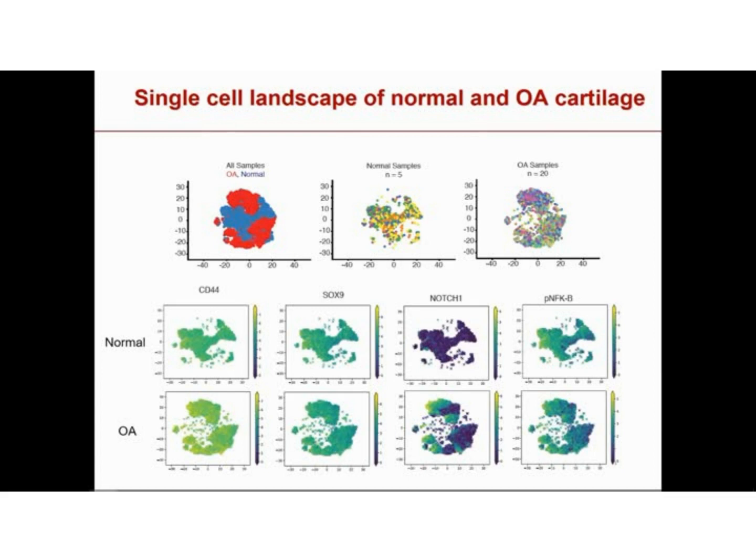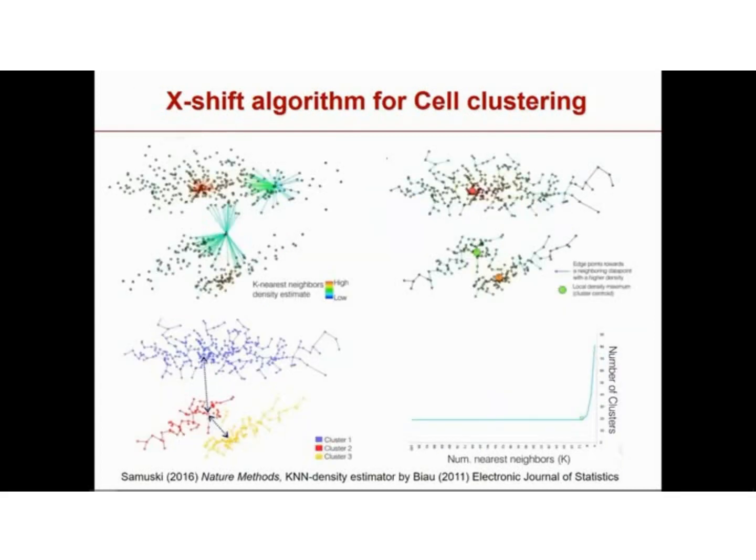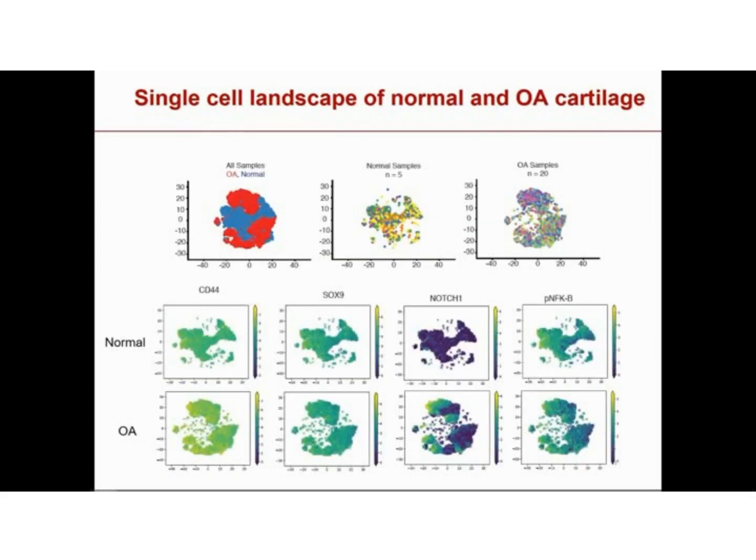When we look at single markers, we see that they are all pretty high for CD44, SOX9. But when you look at Notch1, you see that in the normal cells, it's very low expression, whereas in the OA cells, there is expression, but it's quite varied. Some clusters are high in Notch expression, while others are low. And NF-kappa B has actually a quite broad distribution.